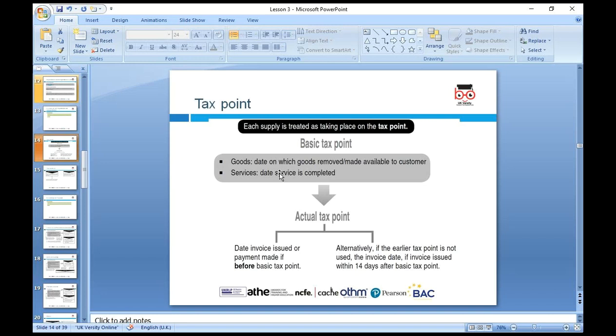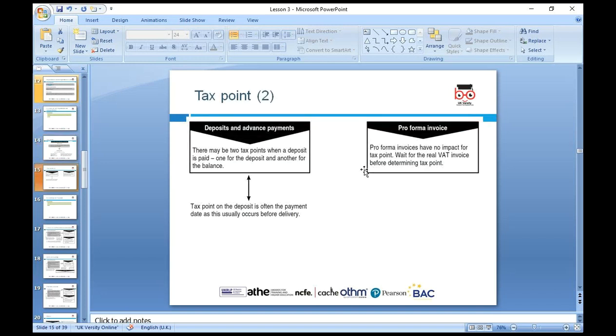Alternatively, if the earlier tax point is not used, the invoice date applies if issued within 14 days after the basic tax point. What is the basic tax point? The basic tax point is when goods are removed or made available. Say the goods are ready to dispatch, yes, but the customer never picked them up. After the available date, within 14 days we issue the invoice. Note the invoice date will be my actual tax point, yes. So that's all about it. In the next slide we'll explain further.